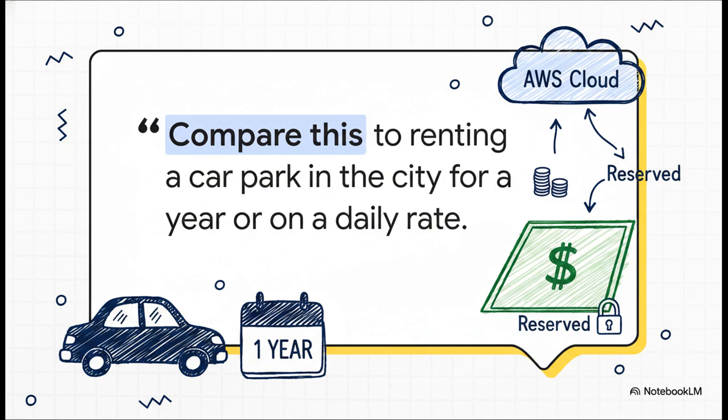I actually love this quote from the AWS documentation to explain it. Compare this to renting a car park in the city for a year or on a daily rate. On-demand means you pay by the second, zero commitment. It's super flexible, but yeah, it's that premium daily rate. Reserved instances lock you in for 1 or 3 years, but give you a massive discount. It's exactly like signing an annual lease on that parking spot.